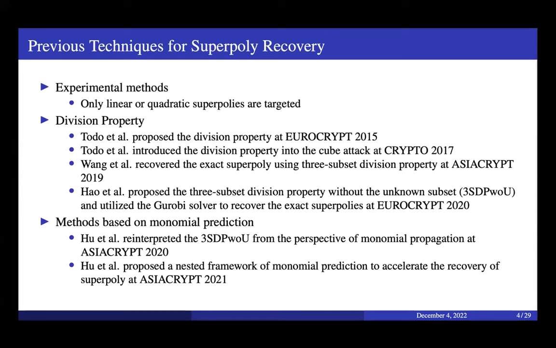In the early stage of the cube attack, only linear or quadratic superpolys were mainly targeted. Later, thanks to the introduction of the division property and the MILP modeling method, even complex superpolys can be recovered practically. The division property can also be revisited from an algebraic perspective, and this leads to the so-called monomial prediction technique. At Asiacrypt 2021, Hao et al. proposed a framework called nested monomial predictions by combining the divide and conquer strategy with the monomial prediction technique. And our work is a natural follow-up to their work.